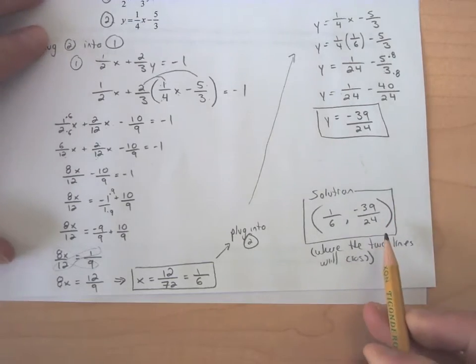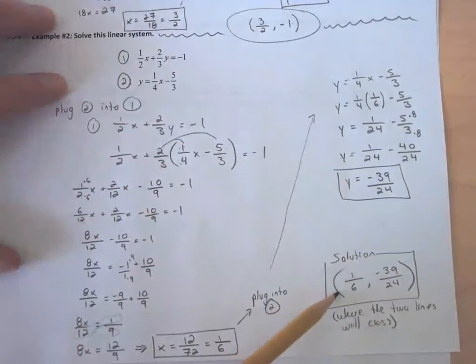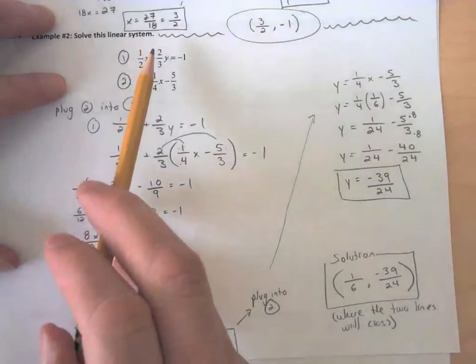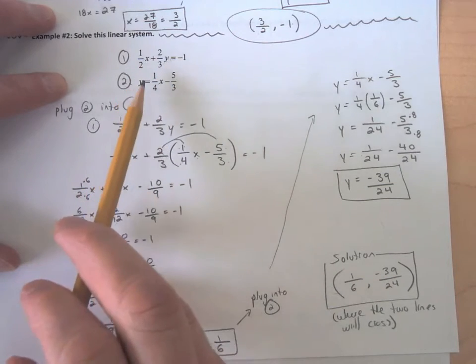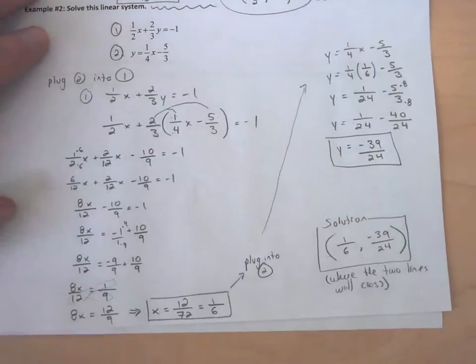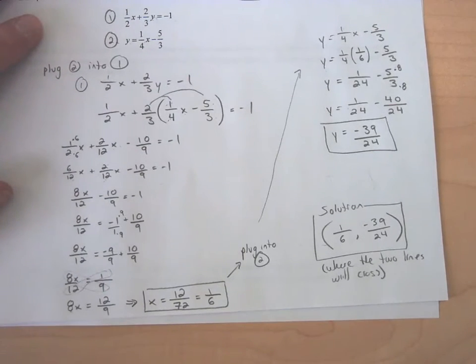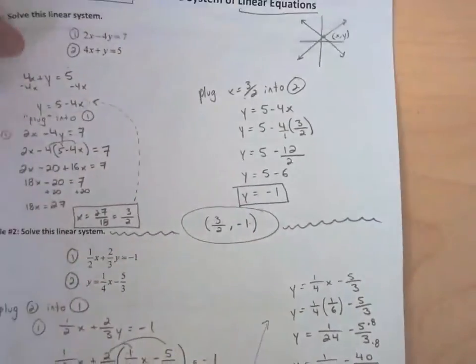It also means what x value and y value will solve this equation to make it -1, and will solve this equation so that it's true as well. It's the only two numbers that will make it so both equations are true. All right, so that one was a really tough one.